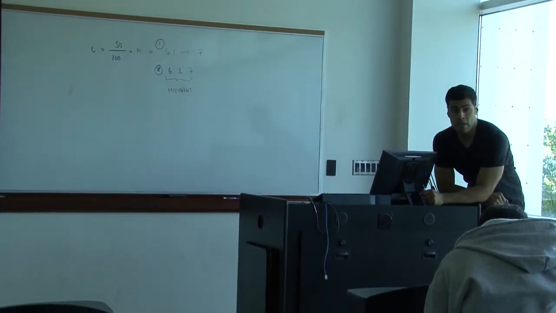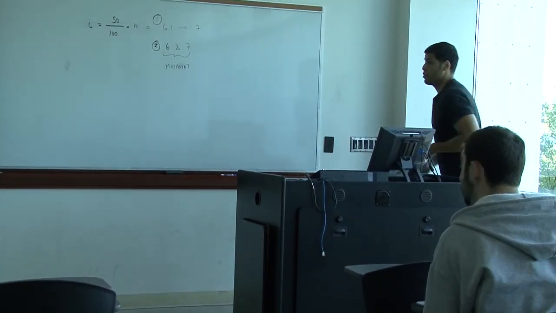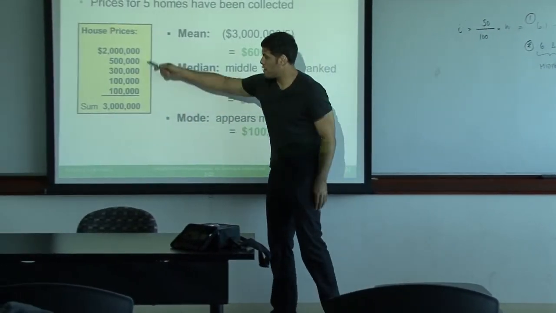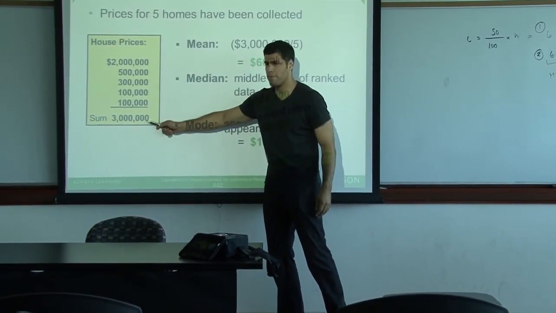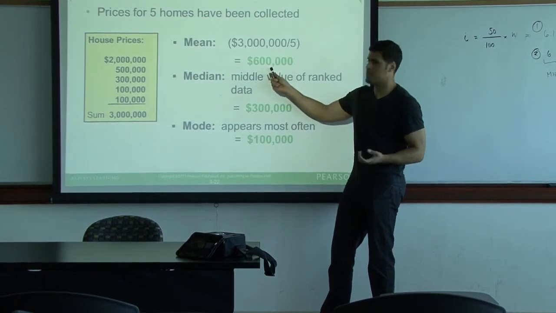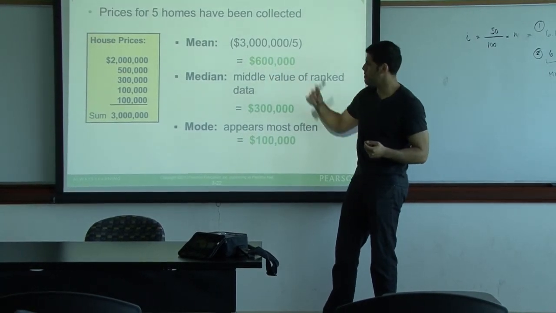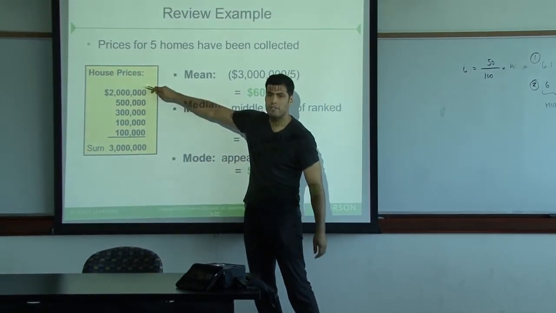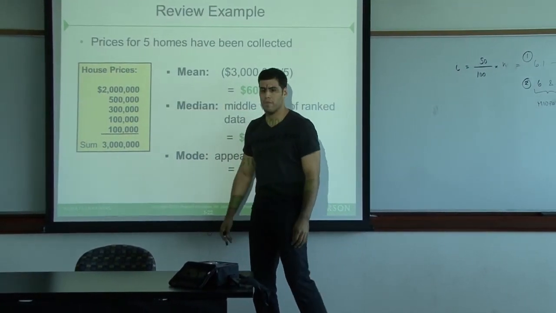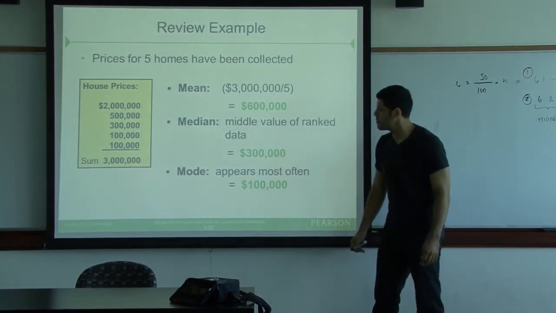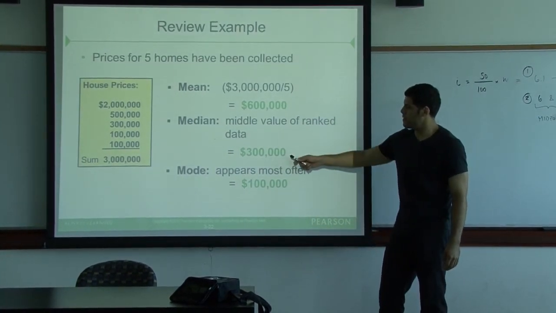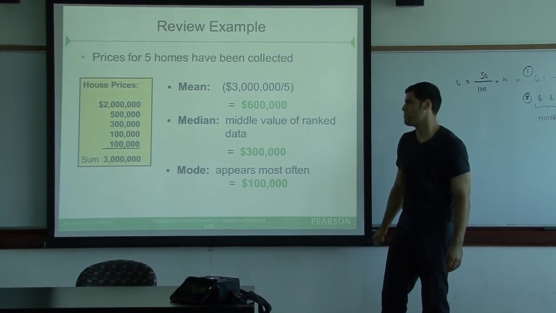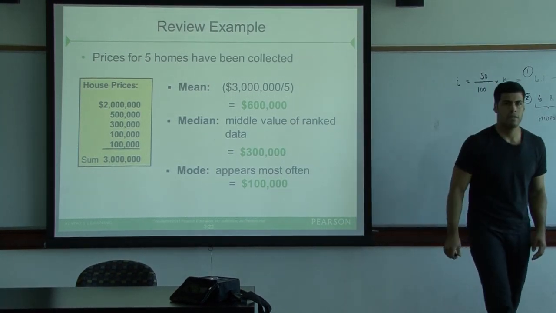We have the average. We have a data set with house prices, and how many are there? 5. So you have 5 house prices. They add up to 3 million. So what is the average price? 600,000, right? 3 million divided by 5. What is the median? Well, you gotta arrange your data from smallest to largest and go through the entire set of steps, right? 300,000. Is that right? All right.